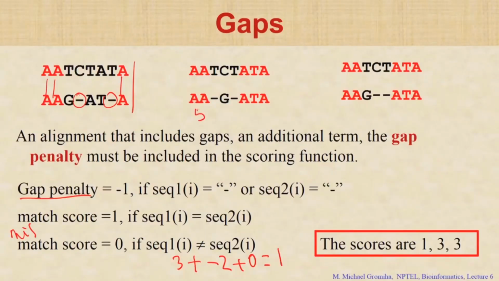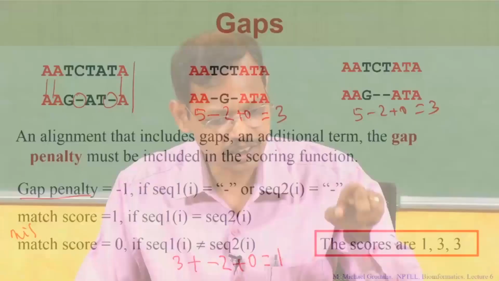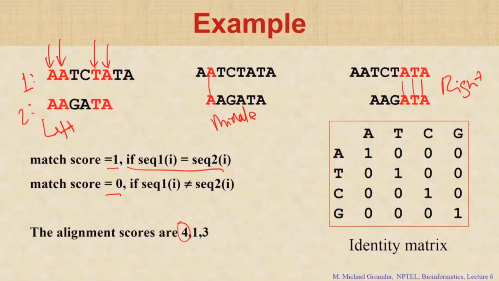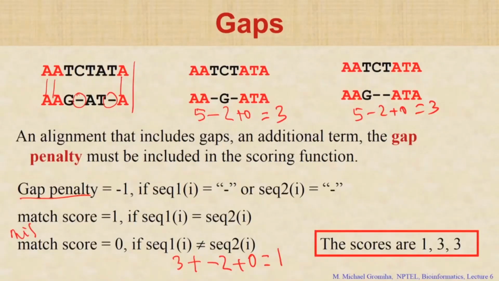So, what is the matching score? 1, 2, 3, 4, 5, -2, 3, plus 0, this is equal to 3. What about this one? 1, 2, 3, 4, 5, 5 minus 2 plus 0, this is equal to 3, right. So, in the earlier alignment without gaps we got the scores 4, 1, 3. Now, we aligned with the gaps, so the score changes and we get 1, 3, 3.